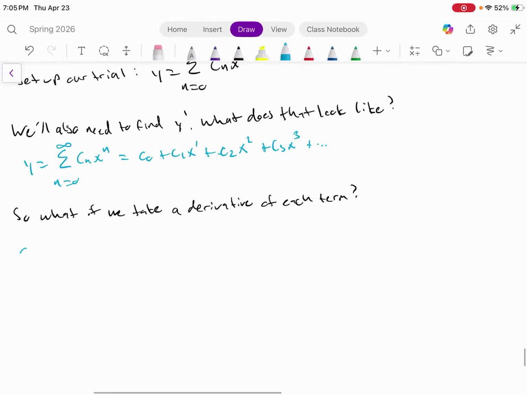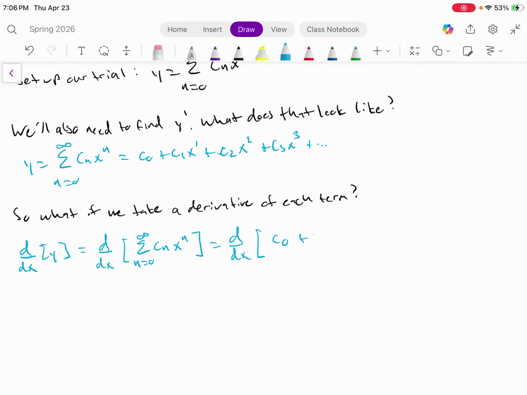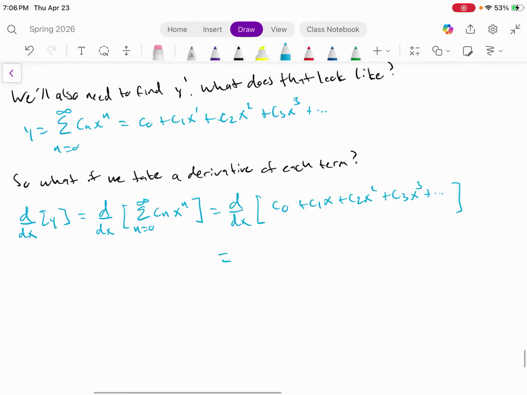The derivative of y means the derivative of the series n equals 0 to infinity, c sub n x to the n. That equals the derivative of all of these terms we just listed out: c naught plus c1 x plus c2 x squared plus c3 x cubed, dot dot dot. Let's look at these terms. The derivative of a constant c naught is just going to be 0. Remember, this is my n equals 0 term. What about c1 x? The derivative of c1 x would just be c1. That's my n equals 1 term.